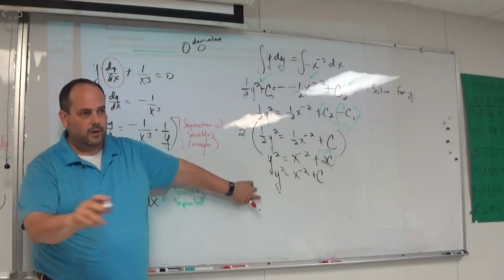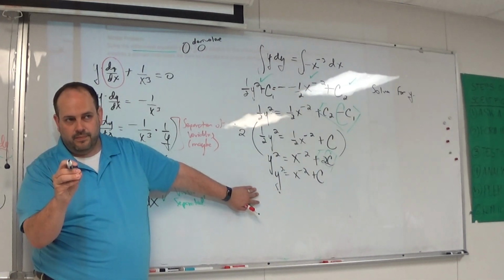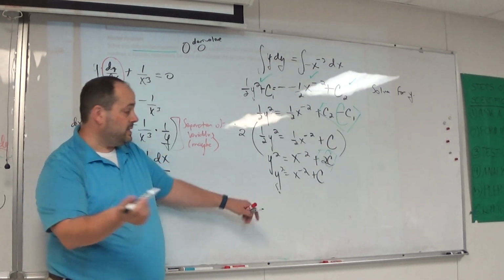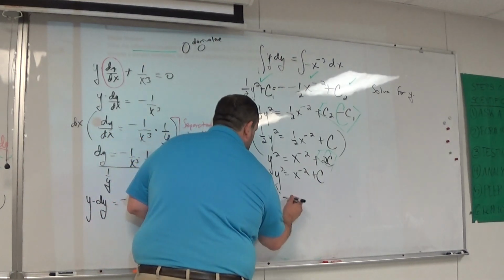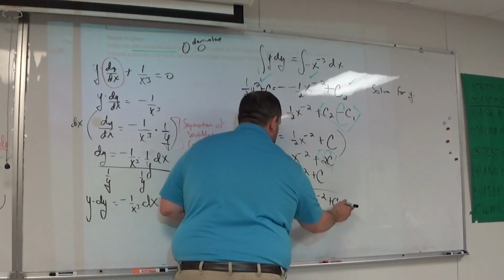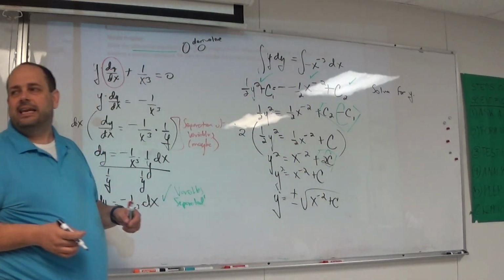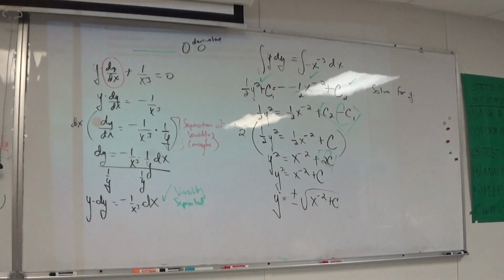Okay, everybody still okay? We have to solve for y. So we're going to take a square root. And here's where we've got to be careful. When you take the square root, you've got to consider both the positive and the negative versions of the square root, because both could work.